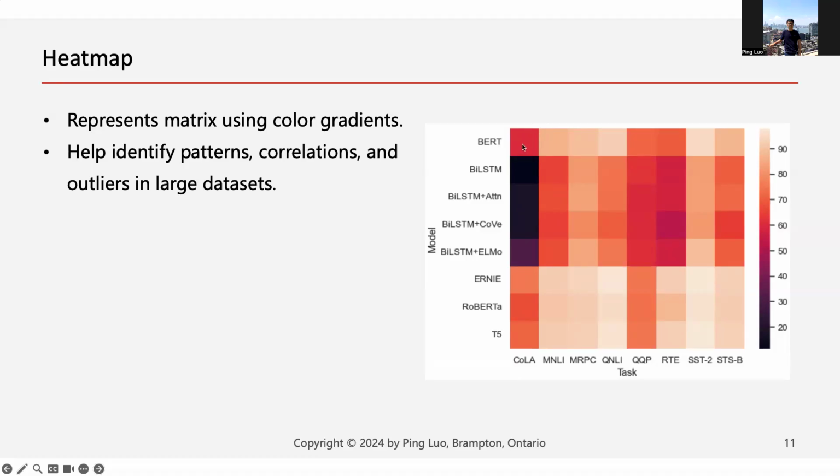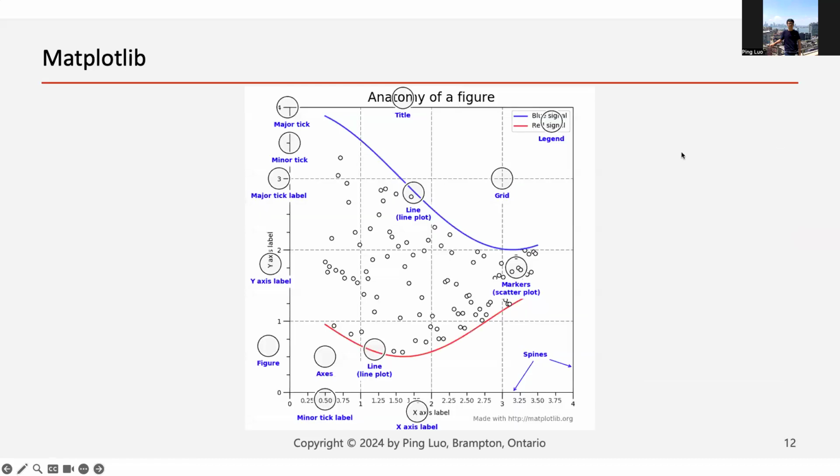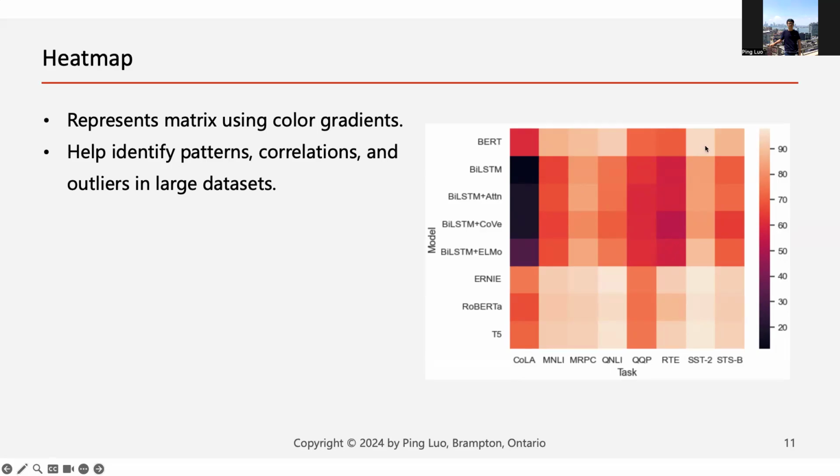For example, if you check the color bar, this one might be something like 60, something like that. So it's just different values, but instead of using a pure table to show you the results, we can use colors to represent them. This way we can quickly get which cell is most important. For example, this one is lighter, maybe it's more important, or maybe this one is dark, it means its performance is really bad. So that's just a way to identify patterns from a matrix.